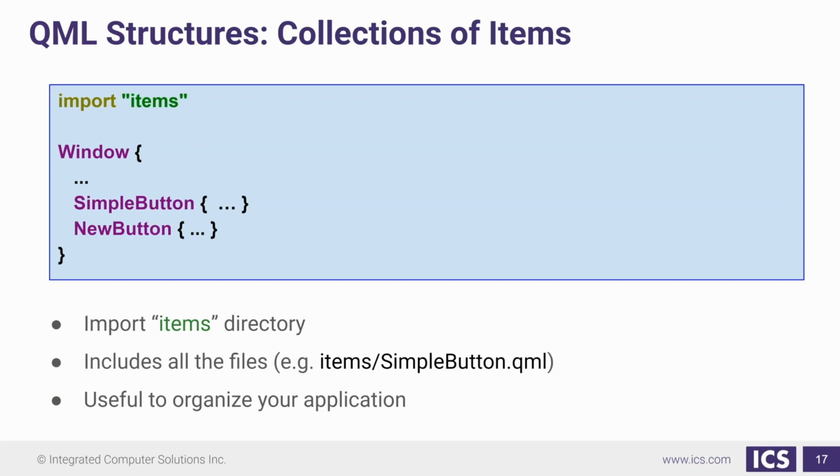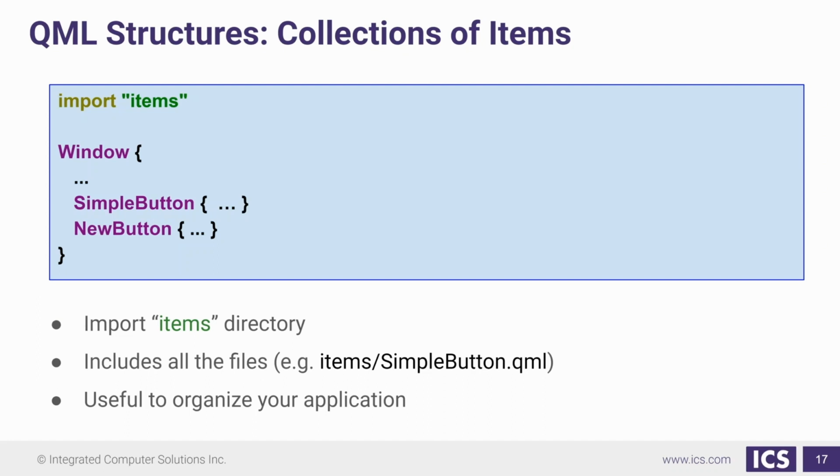Now, so far, I've only told you how to create an item by making a file and putting it next to your main.qml file. But this isn't the only way that we can do this. Another way is by creating what's called a collection of items. This method is especially useful because it allows us to organize our source code much easier than placing each one of our custom items in the same folder as our main.qml.